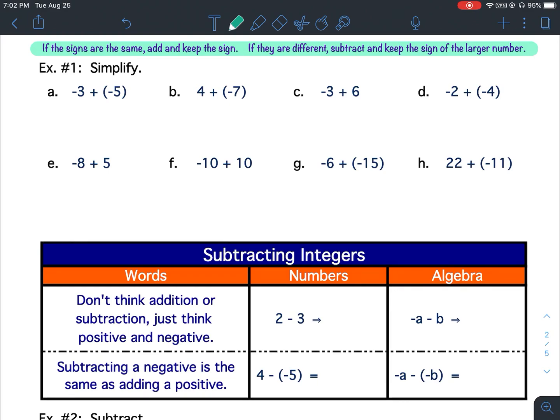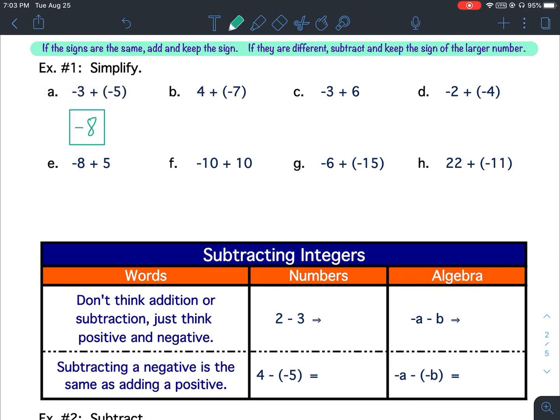So for A, I've got -3 plus -5. Are those signs the same or different? It's a -3 and it's a -5, which means the signs are the same. When the signs are the same, we add. So 3 plus 5 is 8. And then you keep the sign. So I'm going to keep the negative. So -3 plus -5 is -8.